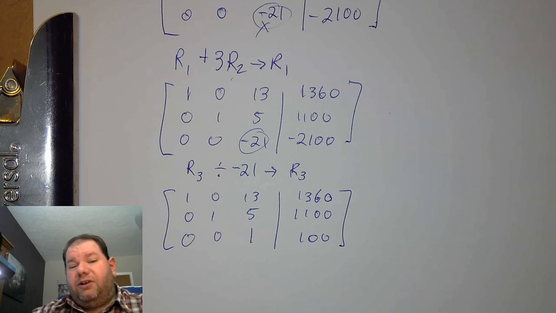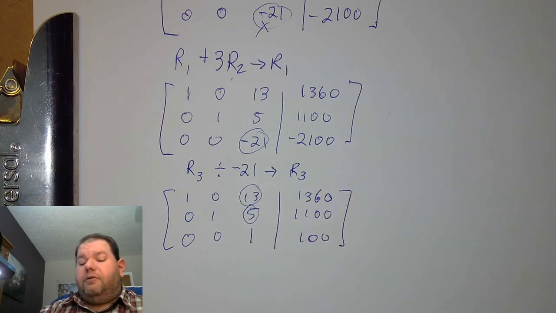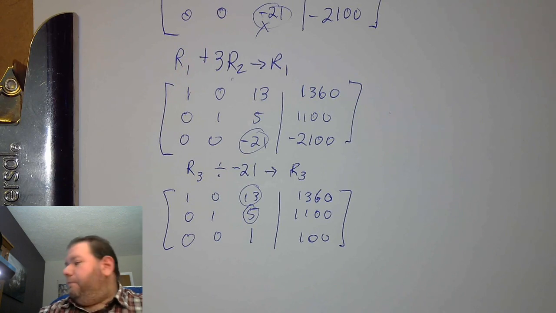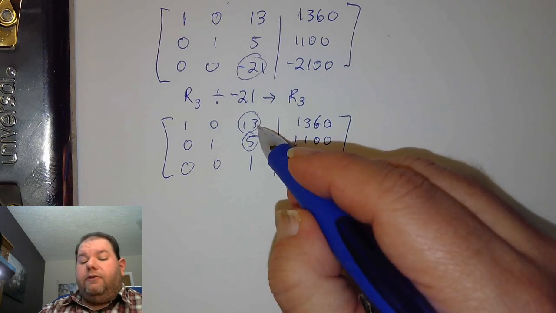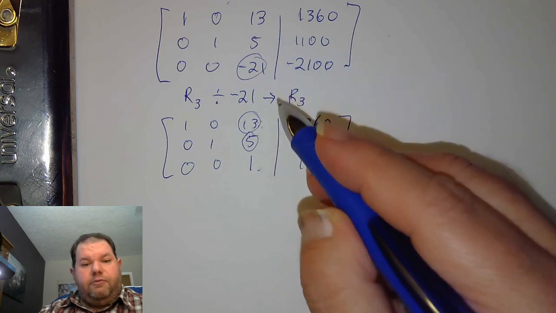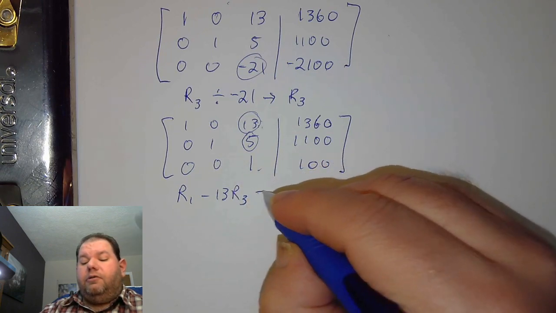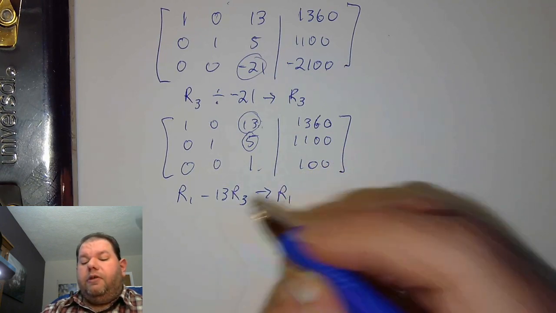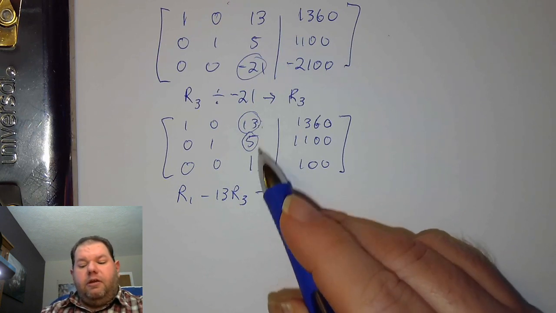Okay, but we still have to figure out how many chairs and how many buffets we can make. So we need to zero out these two numbers. Okay. And so to make this 13 a 0, we'll have to subtract row 3 13 times. 13 minus 13 would make a 0. So row 1 minus 13 times row 3. Replace row 1. And for row 2, we have 5 right now. We want to subtract 5, so 5 times row 3.